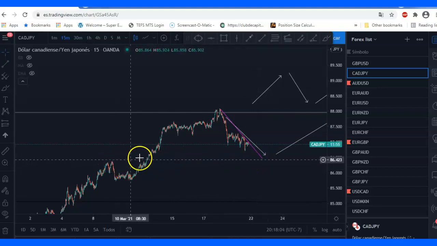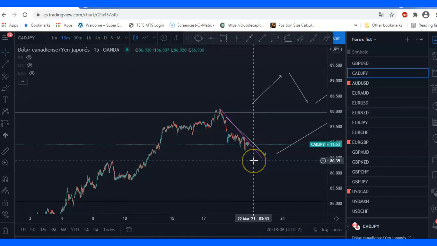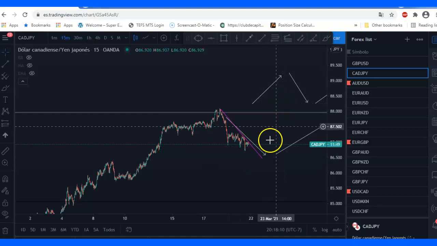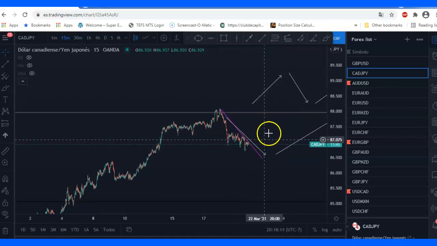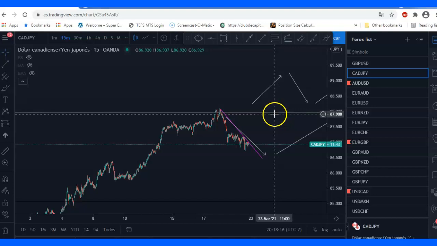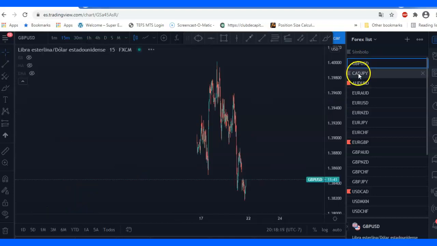And I just saw that. So maybe let's wait and see what the market does, and then we can probably buy it for the correction or to get that retest on the top. And GBPUSD.